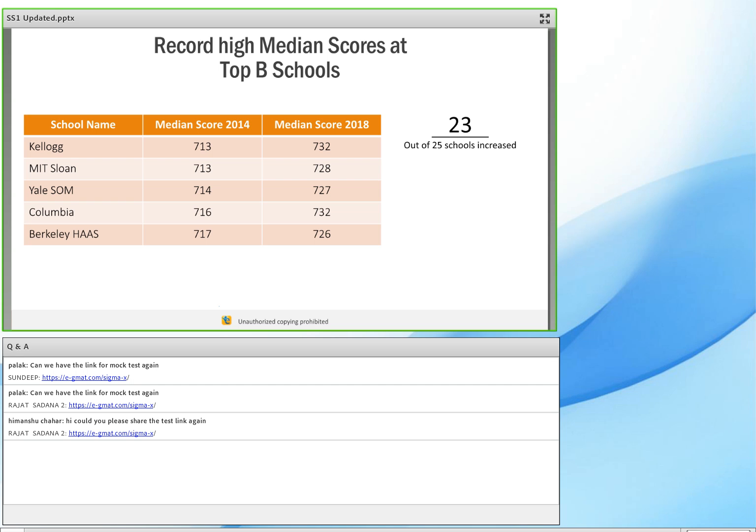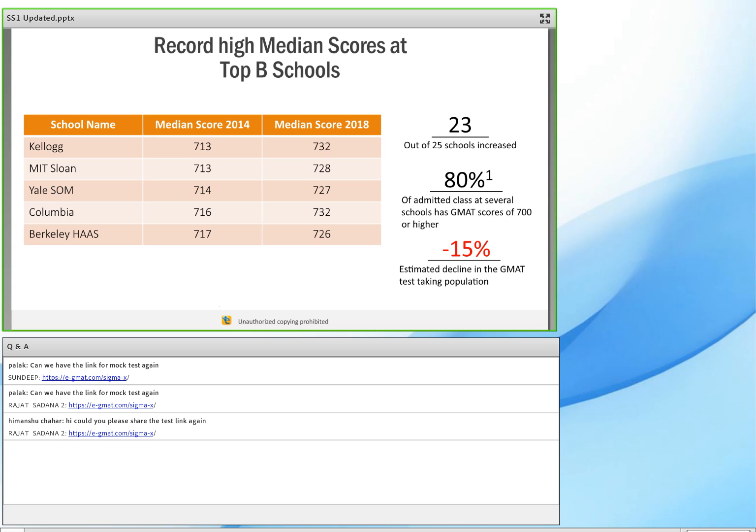This is data that's been tracked by Poets and Quants, where they've seen that for 23 out of the top 25 schools, the median score has gone up. When you look at MIT and Columbia, 80% of the admitted class has GMAT scores of 700 or higher. For the other three, we don't know because they don't share that data. MIT and Columbia do share that data.